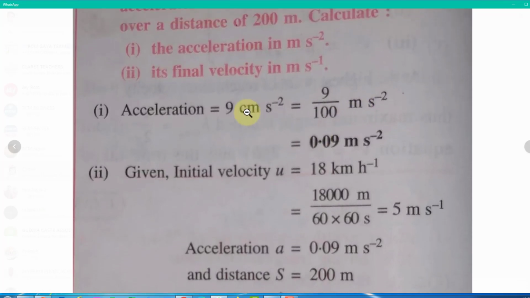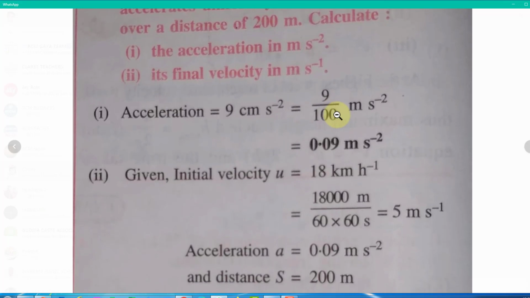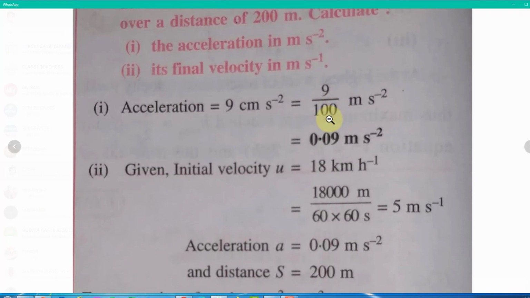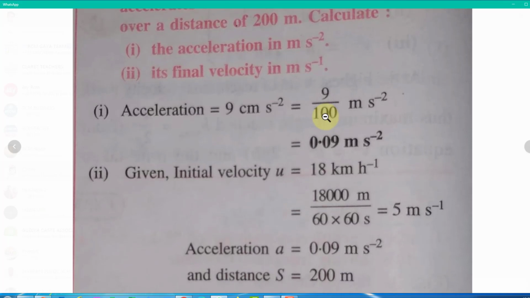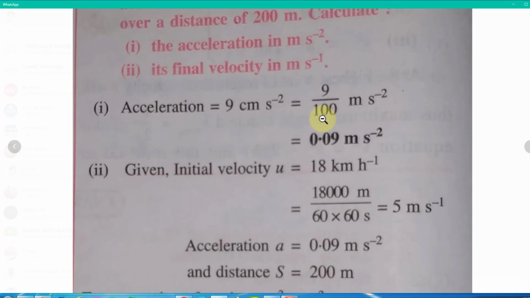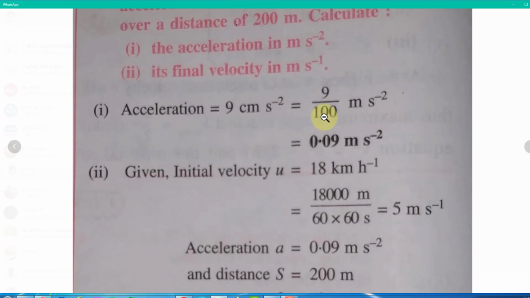Okay, so you see, centimeter to meter. How to convert centimeter to meter? Divide by 100. Is it not? 1 meter is equal to 100 centimeter. Then 1 centimeter is equal to 1 by 100 meter. 9 centimeter is equal to 9 by 100 meter. Okay children, very clear now?